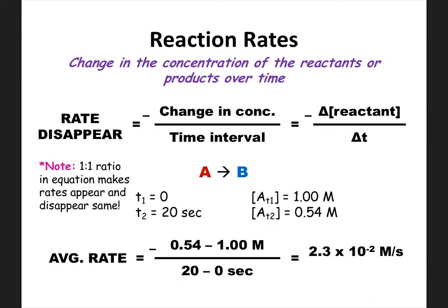So the reactant is disappearing essentially at the same rate that the product is appearing because it was a 1-to-1 ratio here. Again, this is just an average rate of the reaction, looking at a change in concentration over the change in time. And just remember, your reactants are used up.